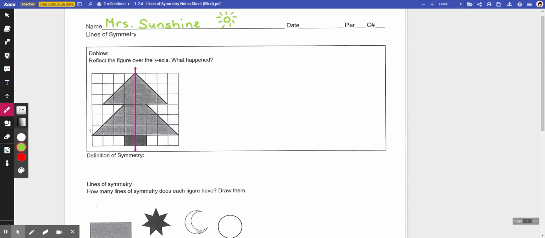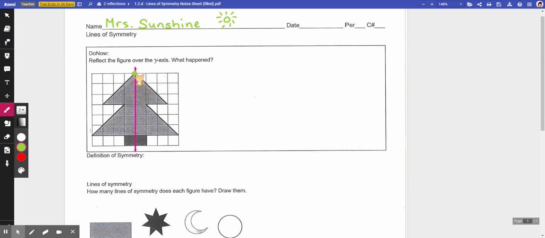Hey, Sunshines. So we are going to talk about lines of symmetry. To start off with, we have a do now. We're going to reflect the figure over the y-axis, which is this pink line here, and see what happens.